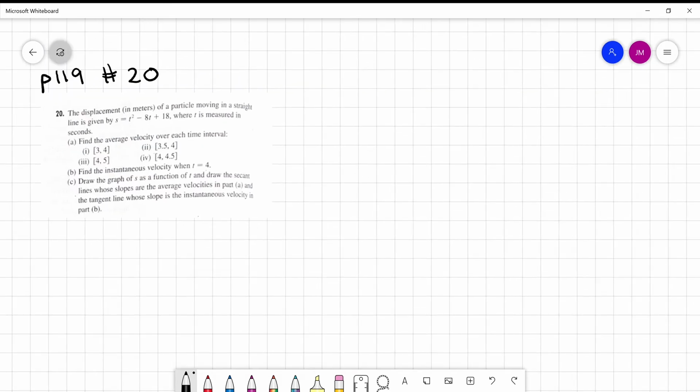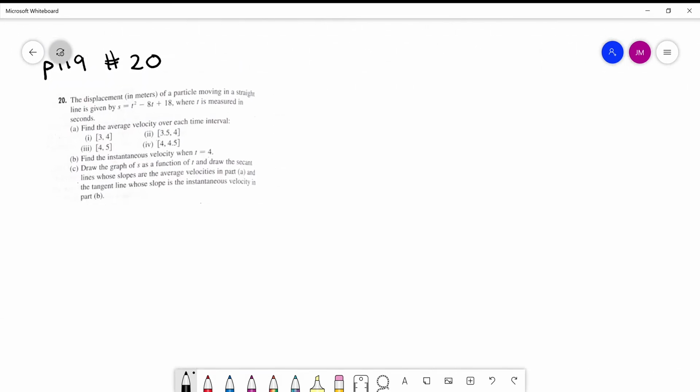McKennis here, and there was a request from our class to do page 119, question number 20, which is a velocity application. So our story goes, the displacement in meters of a particle moving in a straight line is given by that function, where t is measured in seconds. Find the average velocity over each time interval.